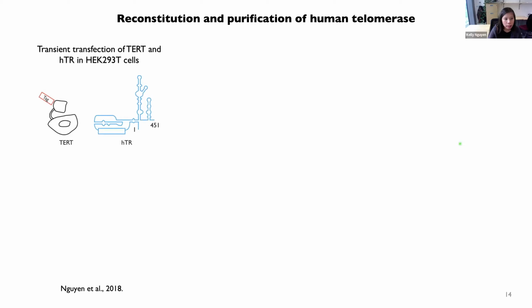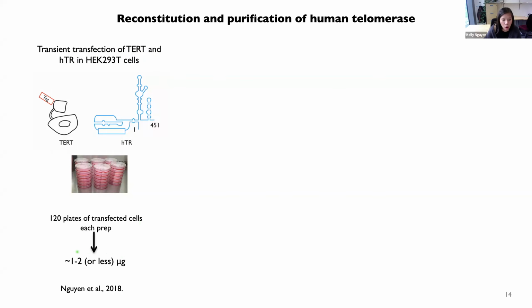The way we do it, in simple terms, is that we use a semi-endogenous system to transfect into HEK293T cells just the limiting factors. In this case, it is the reverse transcriptase as well as the RNA, and everything else comes endogenously. And because it's very rare and difficult to assemble, by growing quite a lot of cells, if we prep hundreds of plates of transfected cells, we're able to reach the quantity that one can start thinking about doing structural biology on, which is a few micrograms.